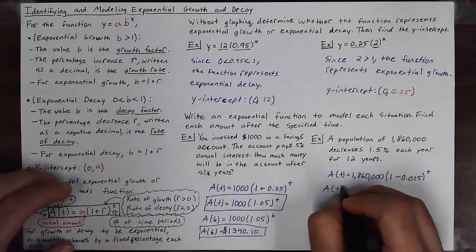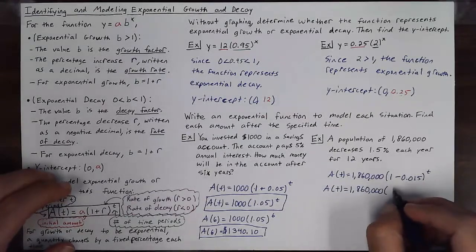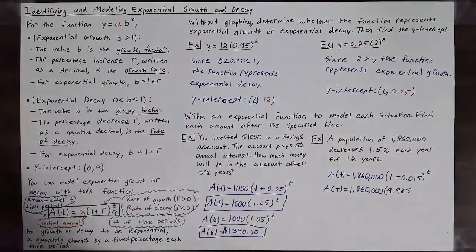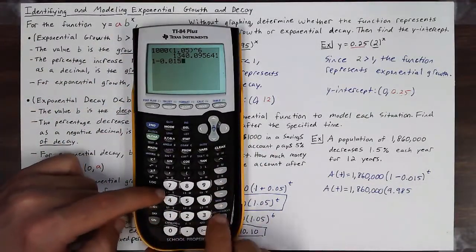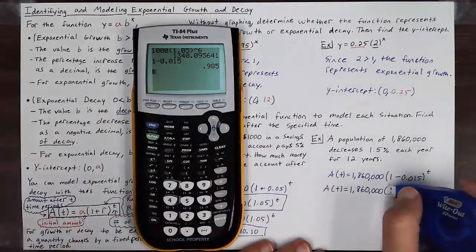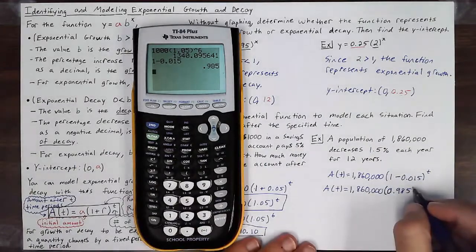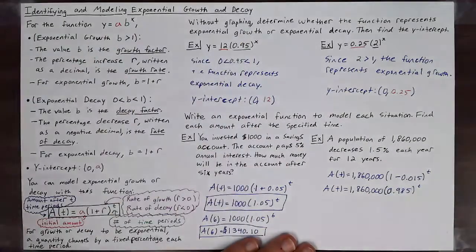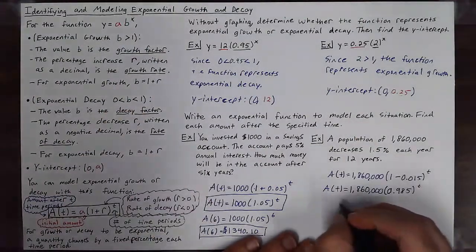So a of t is equal to 1,860,000 times 0.985, whenever you do 1 minus 0.015. Oops, I started with 10 instead of 1 there. But 0.985. You can see here that's less than 1, which means it represents decay. That makes sense since I'm decreasing over time.